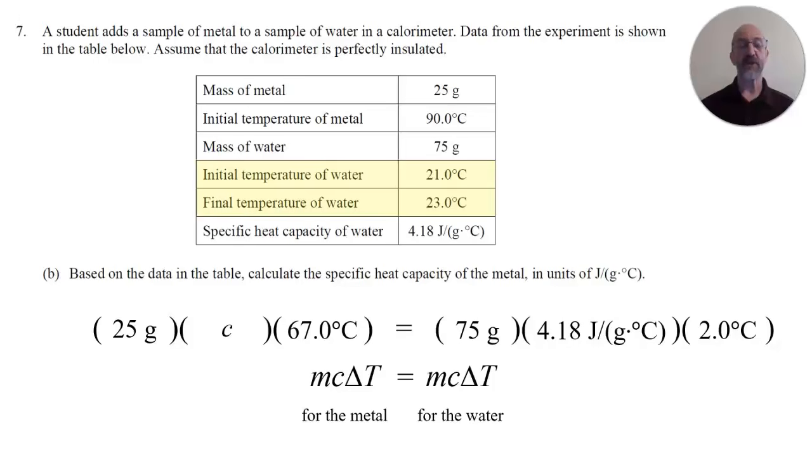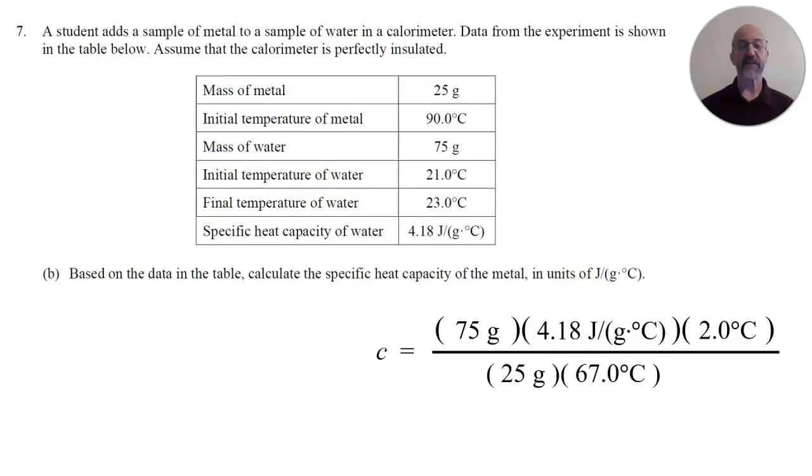So you can see that all we have to do now is a little bit of algebra to solve for c, or the specific heat capacity of the metal. So I'm going to divide both sides of this equation by the product of 25 and 67. So the value for the specific heat capacity of the metal would be obtained by putting the following into my calculator: 75 times 4.18 times 2 divided by 25 divided by 67. And when I put this into my calculator, I get a value of 0.374328. My units are joules per gram degree Celsius.